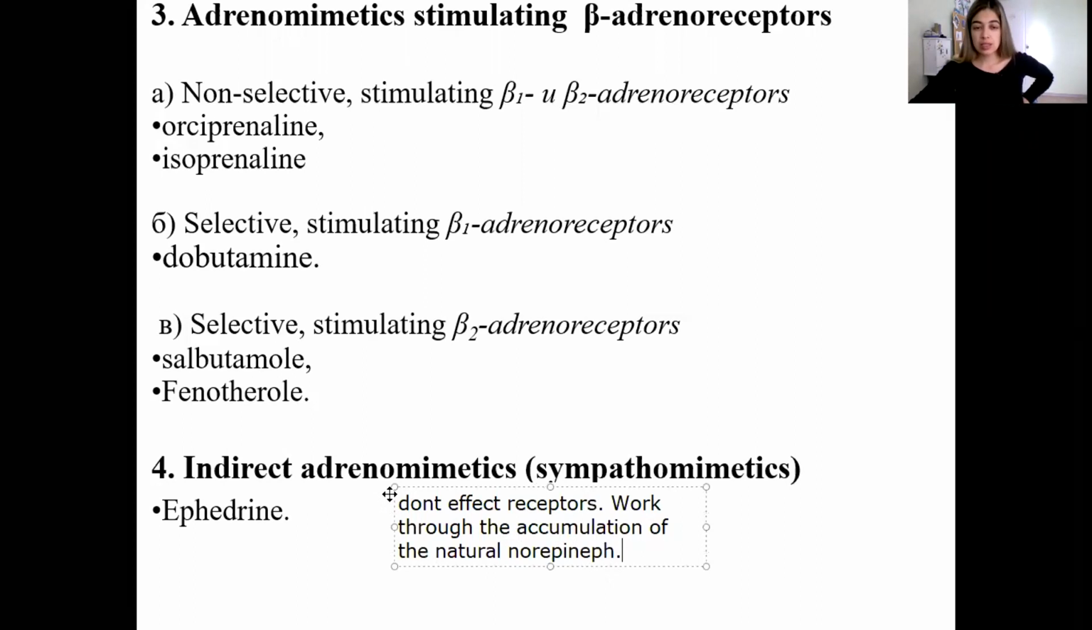What does it mean? In this case, norepinephrine will be synthesized in the vesicle, and with the help of this drug, a bigger amount of norepinephrine will be accumulated in the synaptic cleft, and it will work better, stimulating the receptors better. So ephedrine is a sympathomimetic drug. It doesn't affect the receptors directly. It just helps our natural norepinephrine to affect more. Understood? So this is the difference. These stimulate receptors directly, and these don't stimulate receptors. They only help norepinephrine to accumulate more.